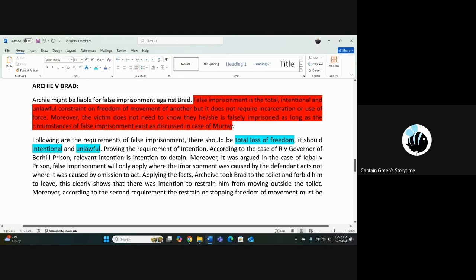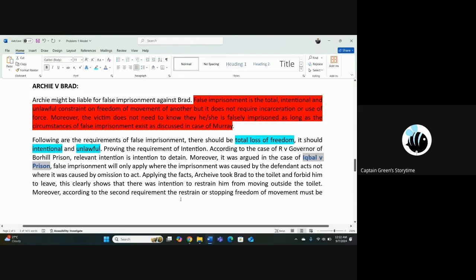Moving on, proving the requirement of intention. According to the case of R v Governor, relevant intention is intention to detain. Moreover, it was argued in the case of Iqbal that false imprisonment will only apply where the imprisonment was caused by the defendant's acts, not where it was caused by omission to act. Applying the facts, Aki took Brad to the toilet and forbade him to leave. This clearly shows that there was intention to restrain him in the toilet.